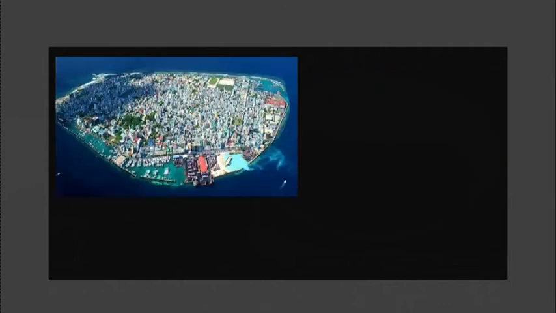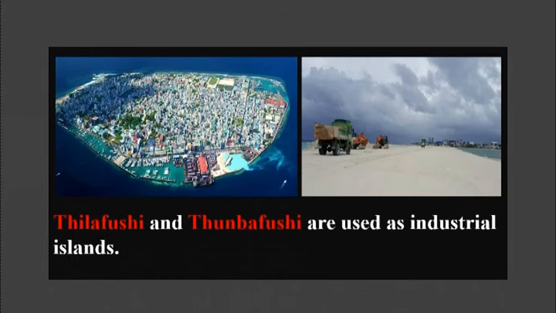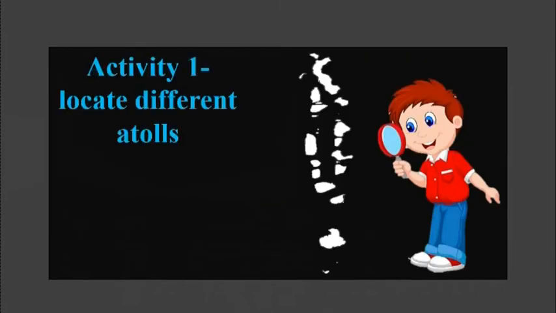Now here are two pictures of Tilafushi and Tumbafushi, which are both used as industrial islands. How about we do a little activity now? So students, are you ready for it? Yes, let's go for it. So here is activity 1. Locate different atolls.